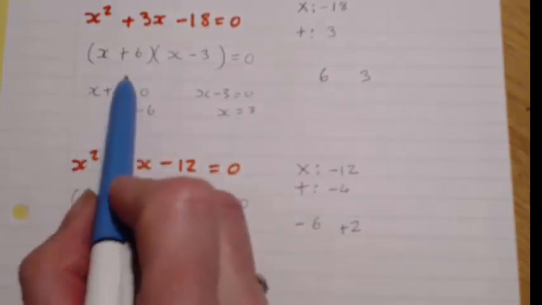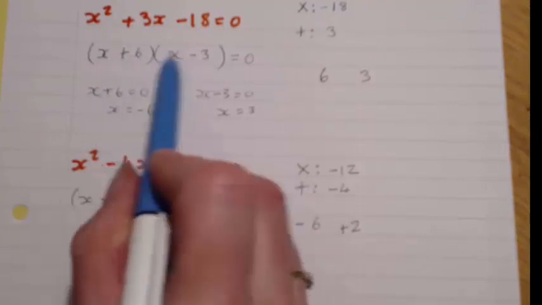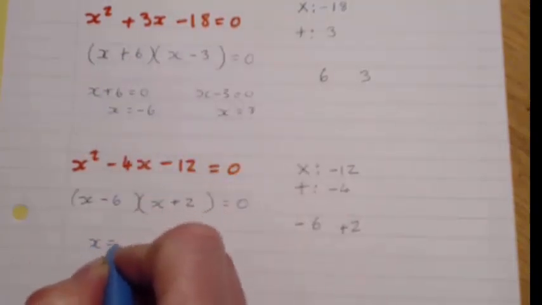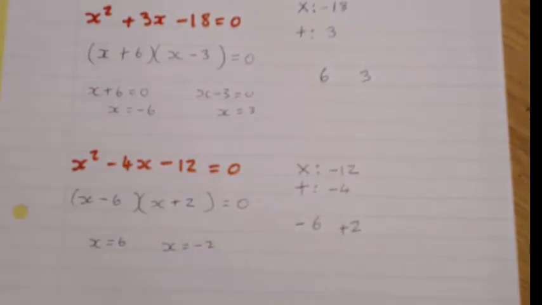Now you can see actually that when we solve these, when we take the x out of the bracket, we just change the sign. So this is going to be x equals 6, x equals minus 2. There's our solution. Okay, just 2 more of those.